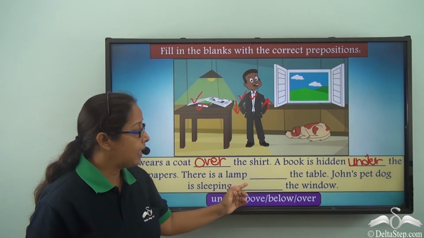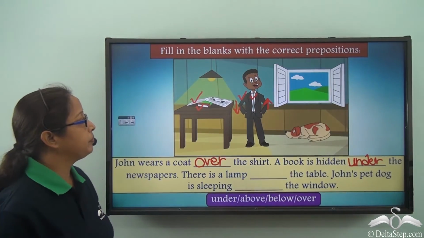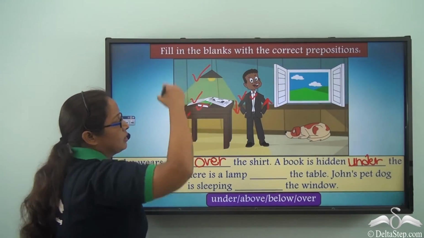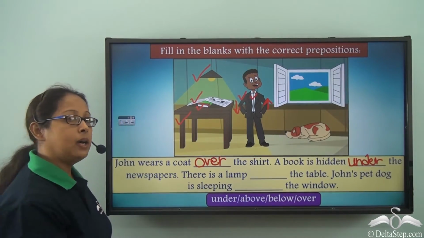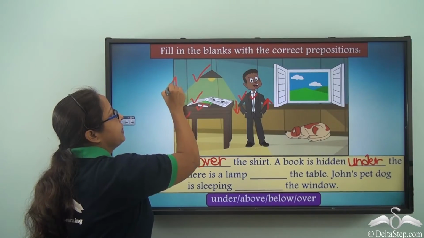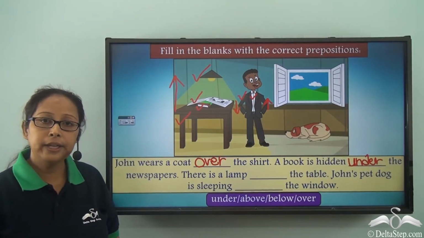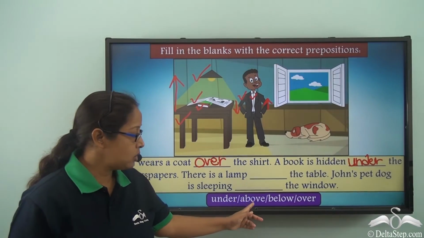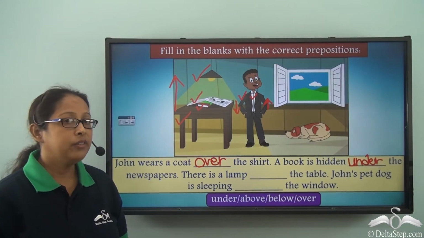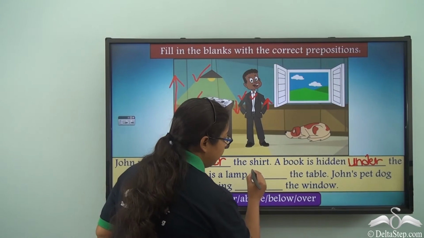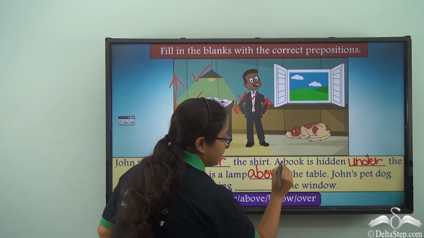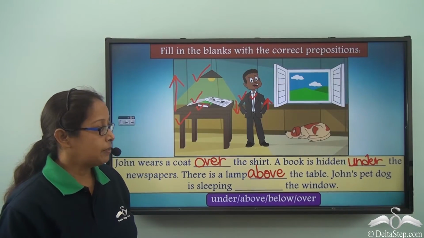There is a lamp, dash the table. Here is the table and the lamp is here. So what are we talking about? We are talking about something being at a higher position, higher than. What can we use? Can we use above or below? We will definitely use above because above tells us something is higher than something else.